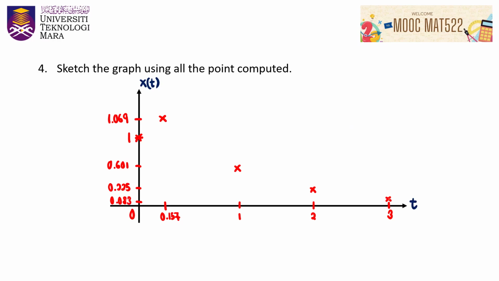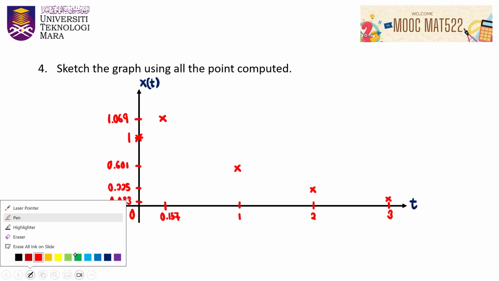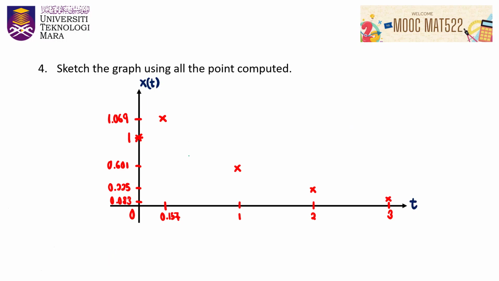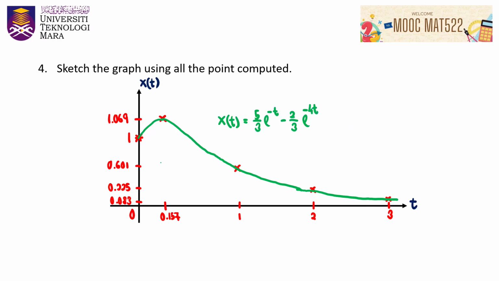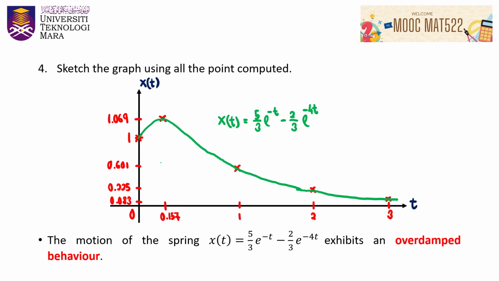0.083. Now, by plotting all these points on the axis, it is not difficult for us to see that if we sketch this curve smoothly, it actually oscillates in this way. This is the function of the motion of the spring, x of t equals 5/3 exponent negative t minus 2/3 exponent negative 4t. This oscillation is actually an overdamped oscillation.